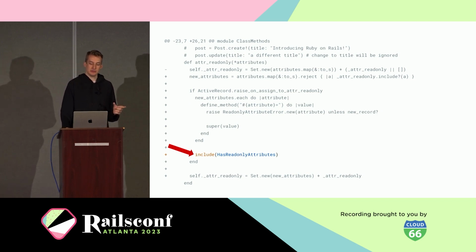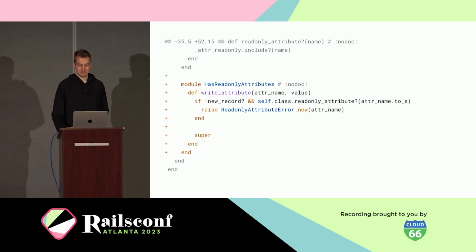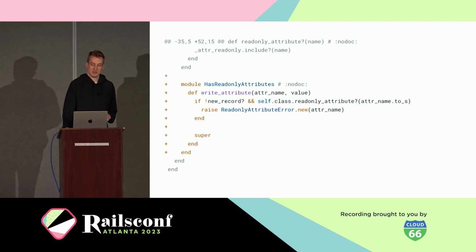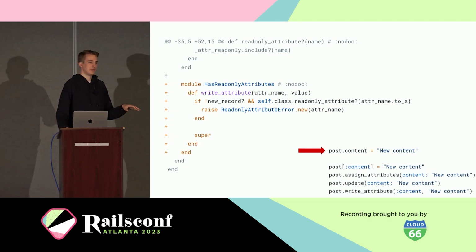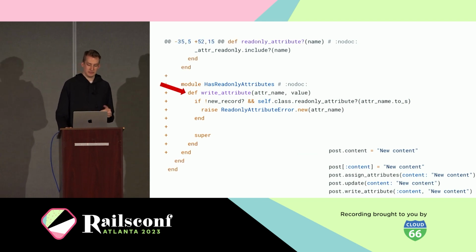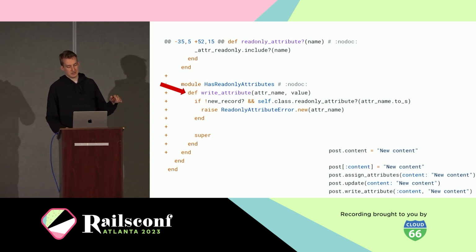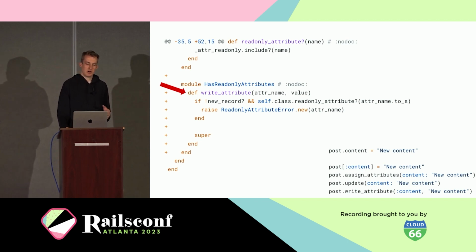And finally, we now include this has read-only attributes module into the class when it calls attribute read-only. And that module looks like this. This is necessary because redefining the attribute setter only works for this first type of assignment. None of the other methods go through the attribute setter. The good news is that they do all use the same underlying method to update attributes, which is called write_attribute. So by including this module in the class, we can override the write_attribute method and raise an error if the attribute is being updated but is supposed to be read-only. And this ensures that all of these different ways to try to update an attribute all behave consistently.